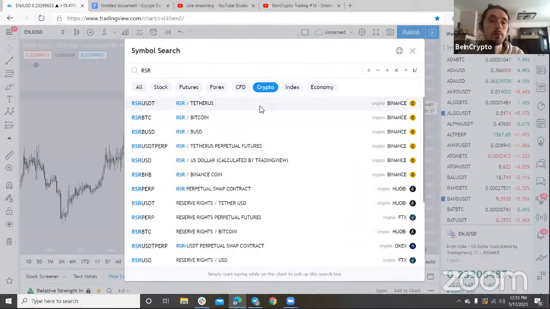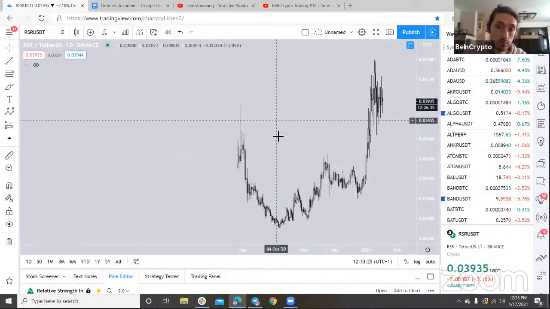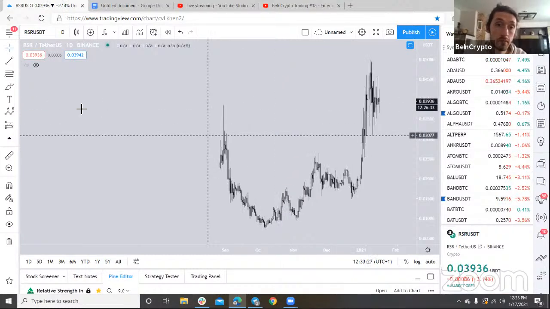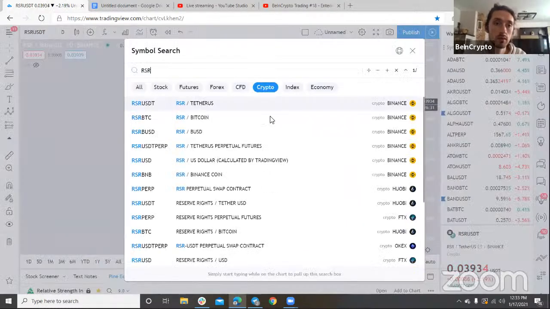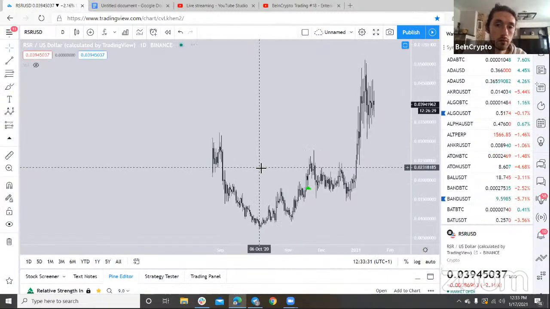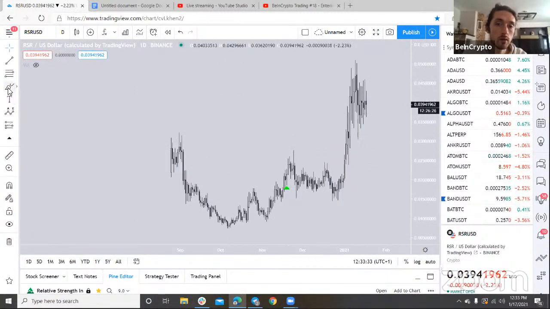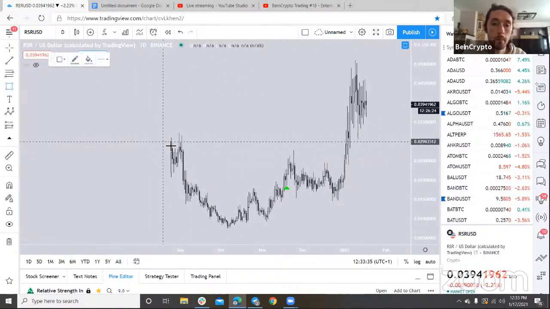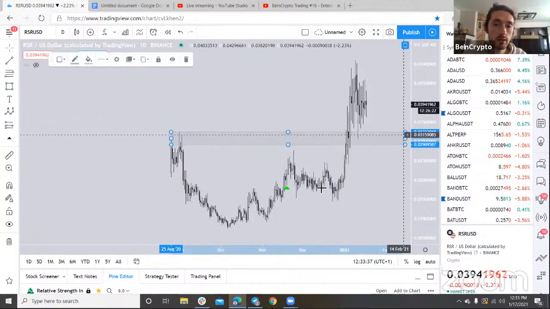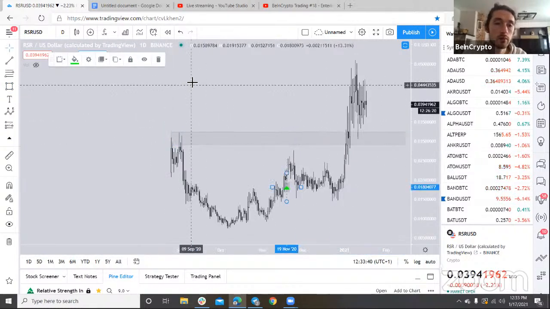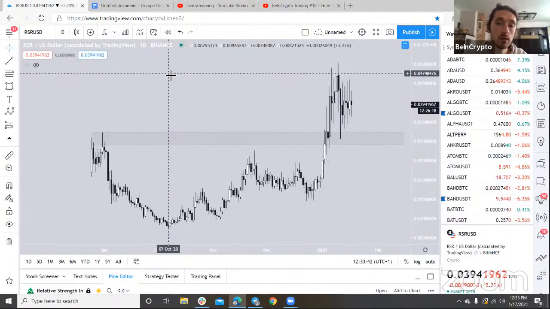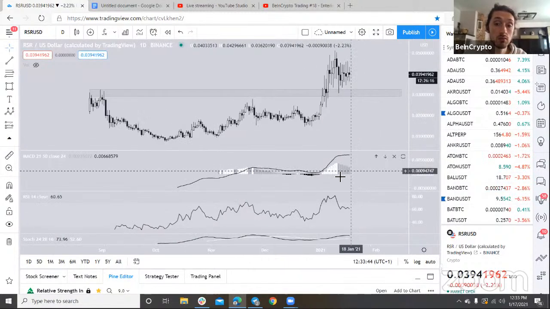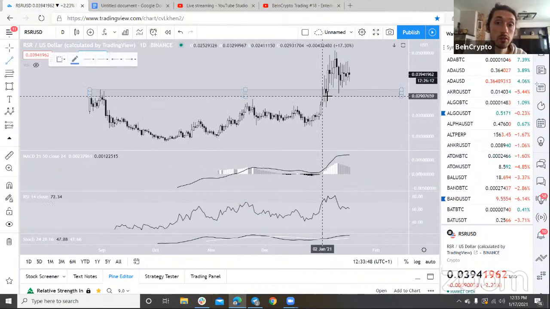Now RSR. Let me see another pair. No, this is all there is. Now, reasons why I don't like this pair. It doesn't have a lot of data. I don't like trading stuff which has only a few months of data. But besides that, it looks decently bullish on the daily. A strong hidden bullish divergence.